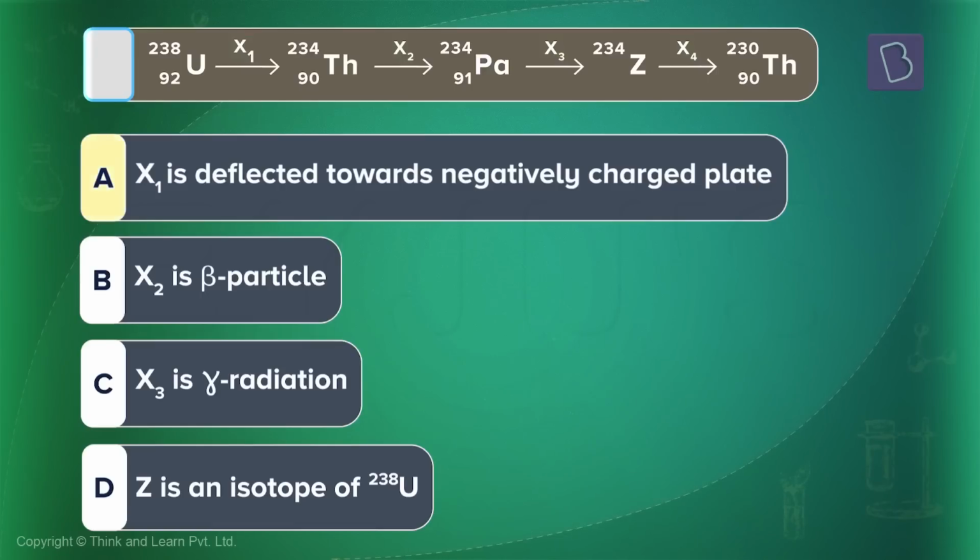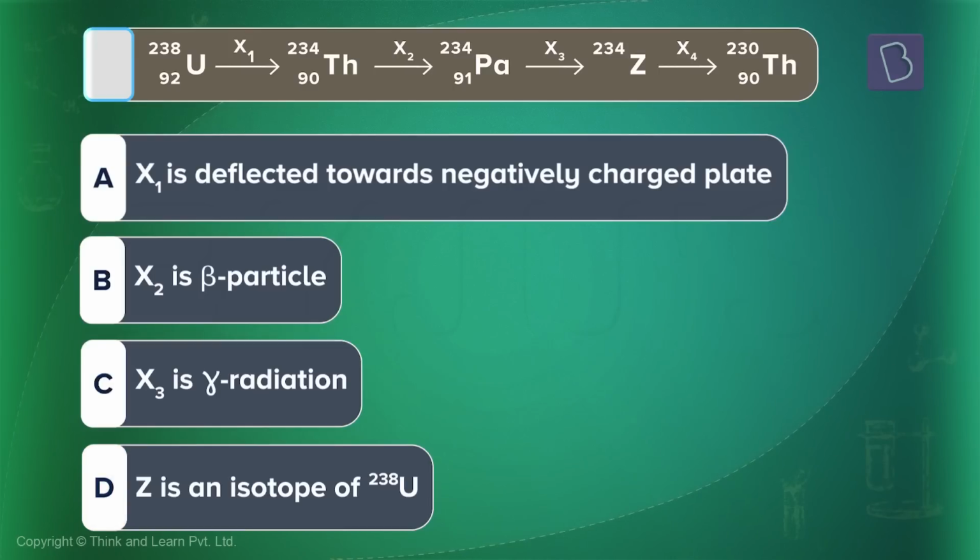Yeah, so option A says X1 is deflected towards a negatively charged plate. Option B says that X2 is a beta particle. C says that X3 is gamma radiation, and D says that Z is an isotope of U-238. So what's given to us is fairly straightforward. It's a series itself, and you need to find out X1, X2, X3, and X4 to be able to figure out which of the options is correct.